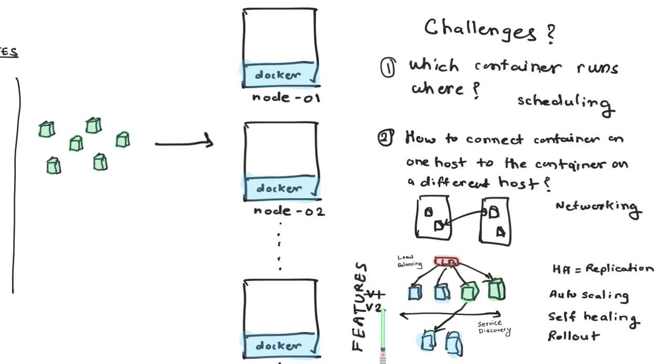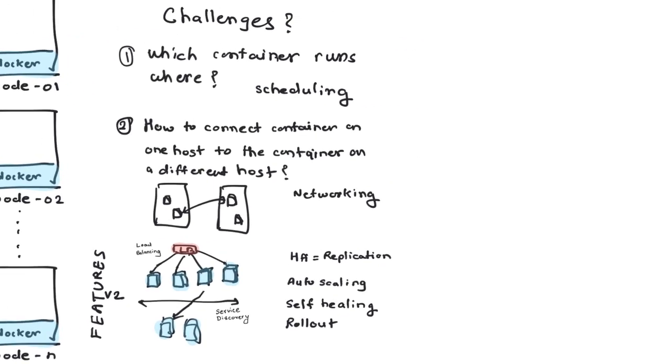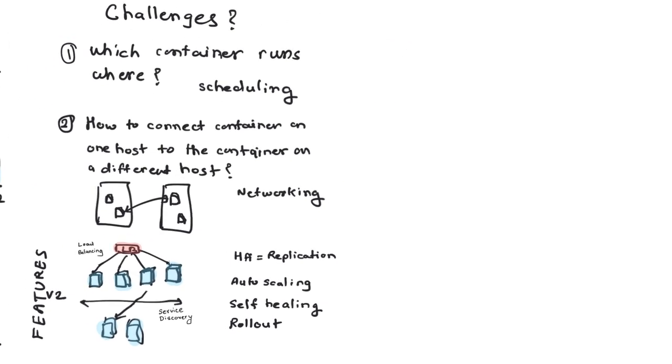And you also want to solve the problem of rollouts. So how do you go from one version to another? And when you want to do that, you might want to define a deployment strategy. Let's say you do it in batches, one at a time, and so on. So your application rollout. All of these features would be desired in a production-like environment.